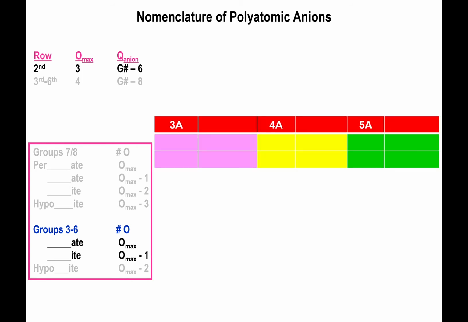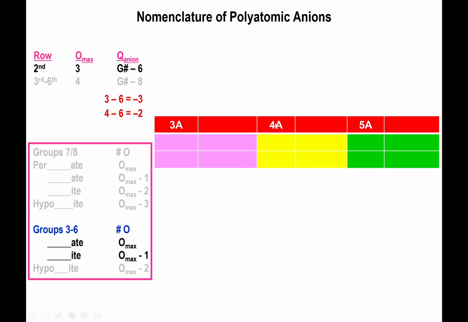Alright, so looking at the second row and the second row only, for the central element, we're talking about boron, carbon, and nitrogen in groups 3, 4, and 5 respectively. If you look at the charge of the anion, starting with group 3, 3 minus 6 will tell you that the charge of the anion has to be 3 minus. The maximum number of oxygens ought to be 3. And for group 3, the element in question will have to be boron. So we're dealing with BO3 with a 3 minus charge.